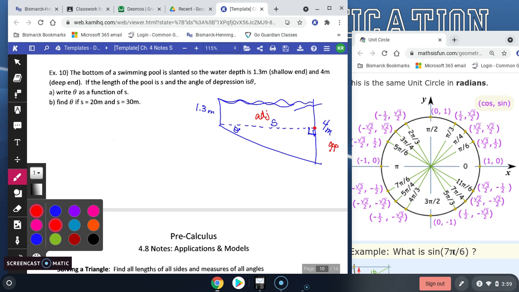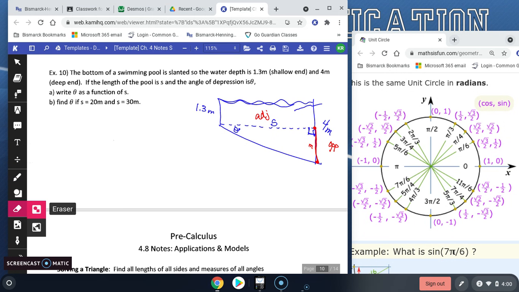This distance from here to here is 1.7 meters. From the top of the water all the way down to the bottom of the deep end is 4 meters deep. If I subtract the 1.3 meters, then that deep end is 1.7 meters deeper than where the shallow end stops. Not 1.7, how about 2.7? It's supposed to say 2.7. Okay, 2.7 meters.